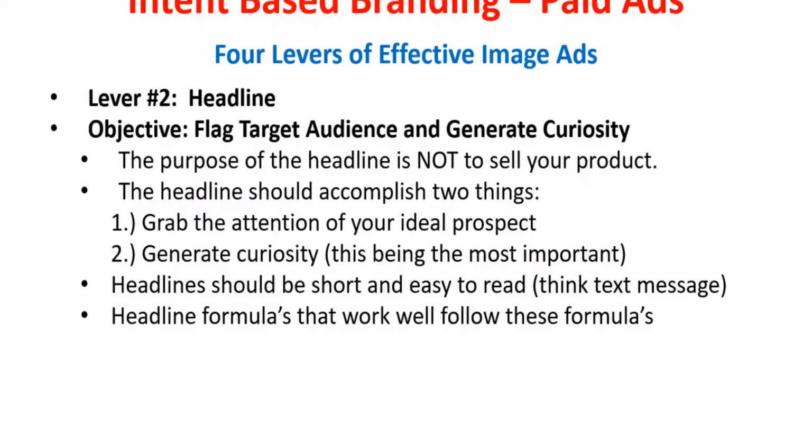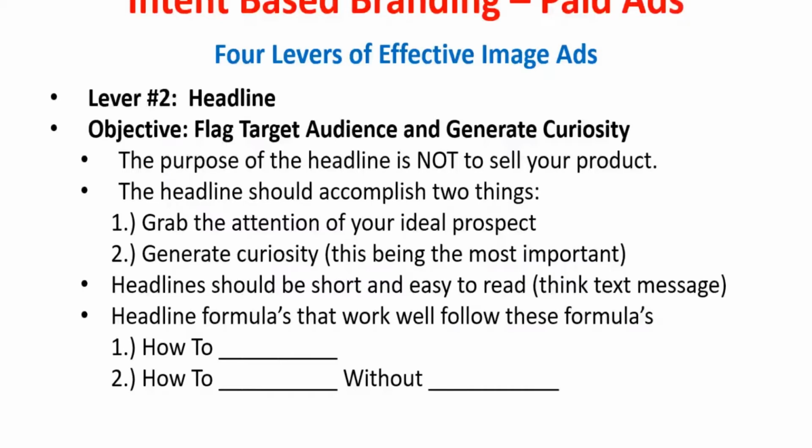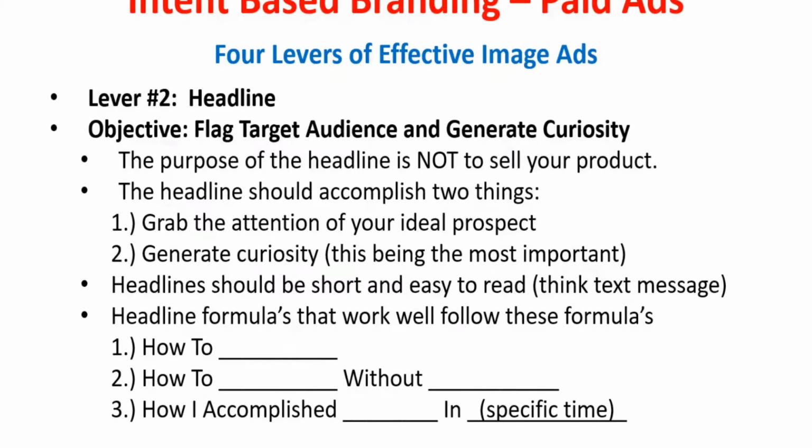All right. So then a couple of headline formulas that work very well are how to blank, right? How to get clients now. How to get clients fast. That's one that we've used extremely well. How to blank without blank, right? How to X without Y. Another one that's worked very well is how to blank within a specific time frame, or how I accomplished something within a specific time frame. And we can go more in depth into all these and different variations of all these. But the point I want you to get here is these are very short and they're all generating curiosity.